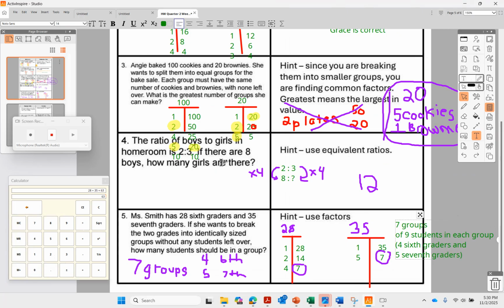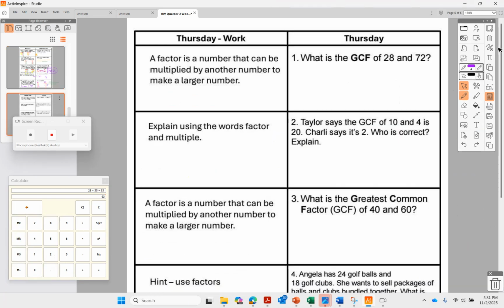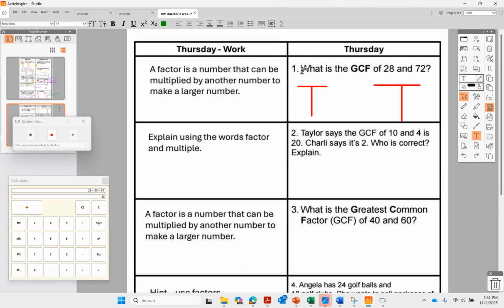If you haven't noticed, I much prefer multiples to factors, but it is what it is. And Thursday. What is the GCF of 28 and 72? We're going to keep doing these. Okay, I'm going to type because it works better. 28 is 1 times 28. 2 times 14. 3 doesn't go into 28. 4 does. 4 times 7. Those are my factors of 28.